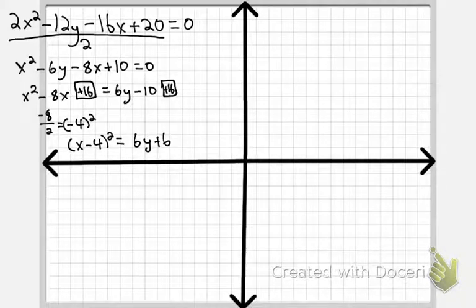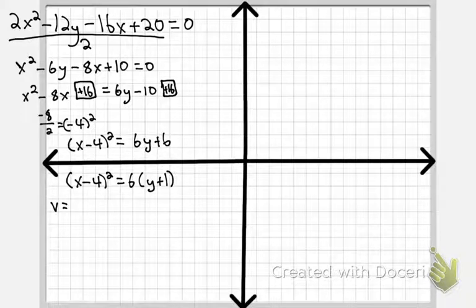Alright. And then last, you need to take out a GCF, so I'll have x minus 4 squared equals 6y plus 1. Alright, so now I have it in standard form. I can get everything I need to graph my parabola. So my vertex, right off the jump, I got 4, negative 1. Okay? 4, negative 1.